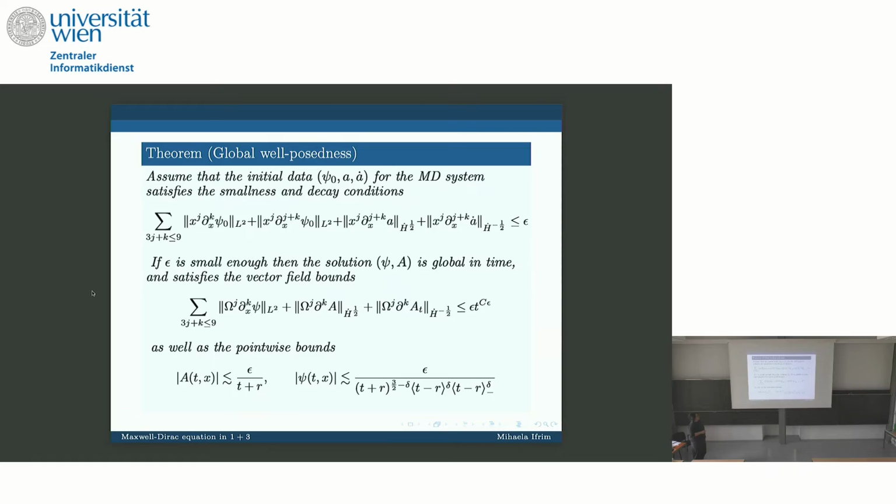So I have my initial data for the Maxwell-Dirac system, and I assume it satisfies the smallness decay condition, and I wrote it in here the way you see it here, which looks scary. So this is something that I assume is small. But I want to make the following observation.